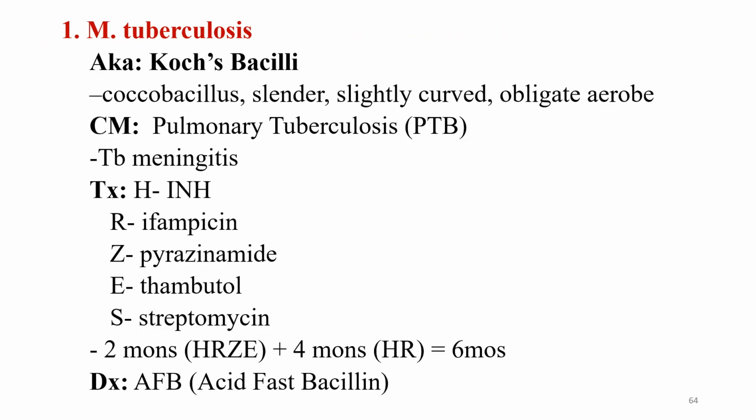Mycobacterium tuberculosis, MTB, is a species of pathogenic bacteria in the family Mycobacteriaceae and the causative agent of tuberculosis. First discovered in 1882 by Robert Koch, M. tuberculosis has an unusual, waxy coating on its cell surface primarily due to the presence of mycolic acid.